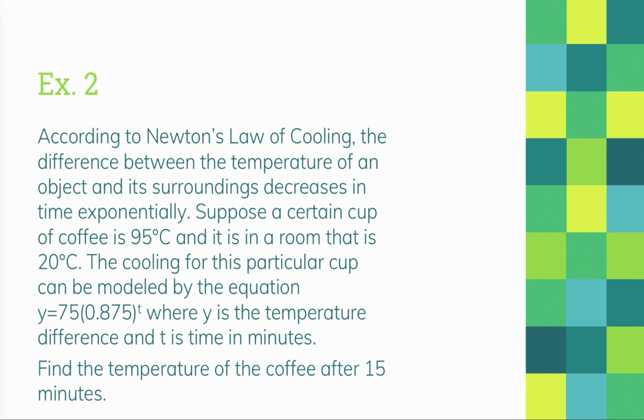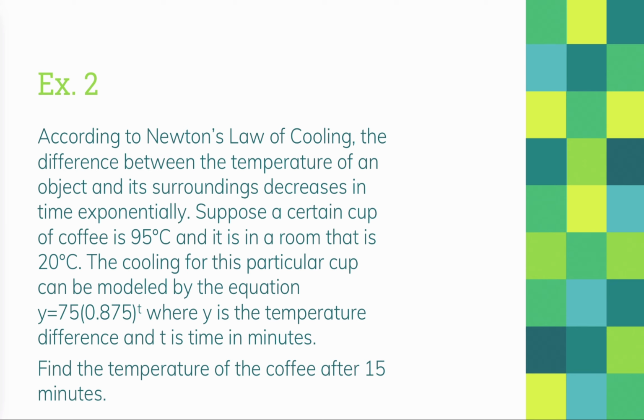According to Newton's law of cooling, the difference between the temperature of an object and its surroundings decreases in time exponentially. Suppose a certain cup of coffee is 95 degrees Celsius and it is in a room that is 20 degrees Celsius. The cooling for this particular cup can be modeled by the equation y equals 75 times 0.875 to the t, where y is the temperature difference and t is time in minutes. Find the temperature of the coffee after 15 minutes.